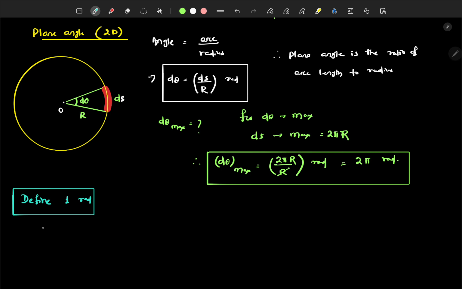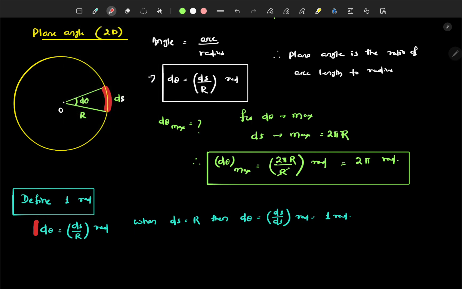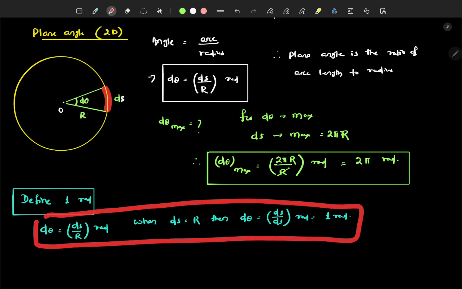So remember, we know d theta is equal to ds by r radian. And also you apply one condition: when ds is equal to r, then what will be the value of d theta? D theta will be equal to ds by ds, because r is equal to ds. So ds by ds radian, that is equal to 1 radian.